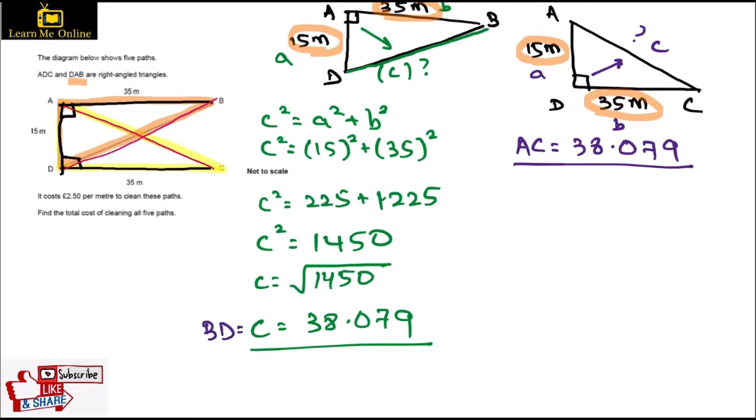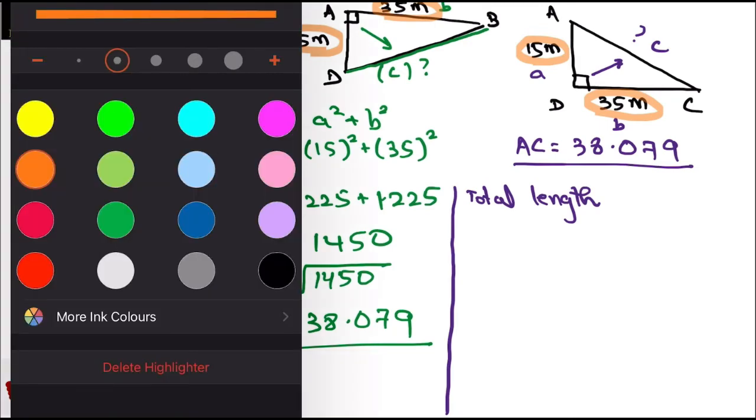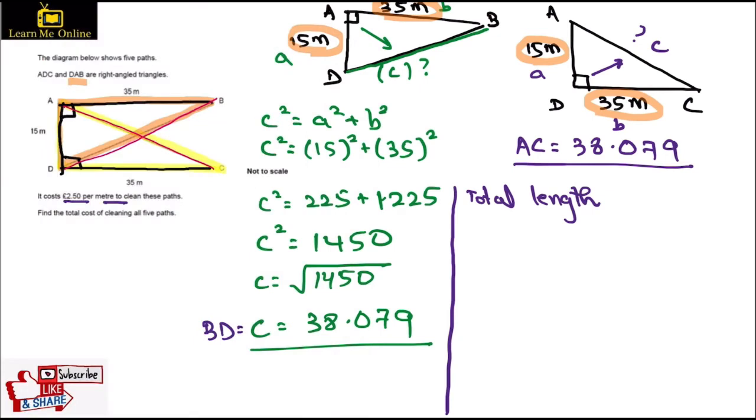Now what we have to do is find out the total cost, and each meter is 250. So first of all, we need to find out the perimeter, which is the total length. So I'm going to write down the total length, and based on that, we can find out the total cost. To add all the numbers, I'm going to do it step by step. I'm using a highlighter now.